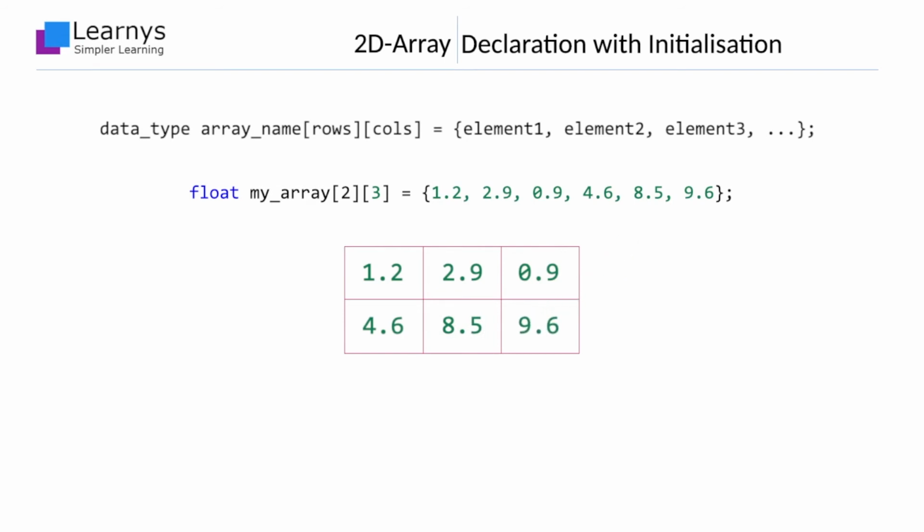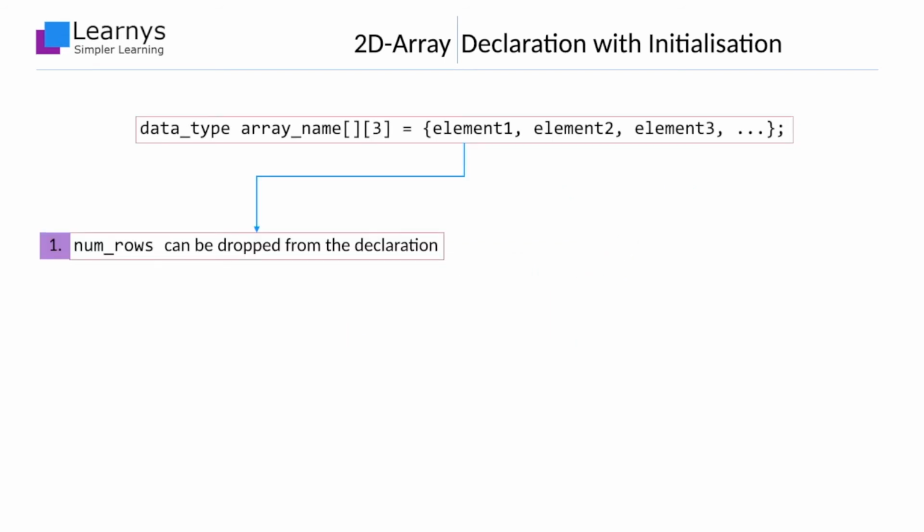A few important points about this style of two-dimensional array declaration along with initialization should be noted. While declaring a two-dimensional array along with initialization, you need not specify the number of rows. The number of columns still needs to be specified explicitly. The compiler automatically works out the number of rows from the provided number of columns and the number of initializer elements. For example, the previous statement can also be rewritten as this. There are 6 initializer elements and 3 columns, which implies 2 rows. And the compiler will create a two-dimensional array having 2 rows and 3 columns as per the previous calculation.